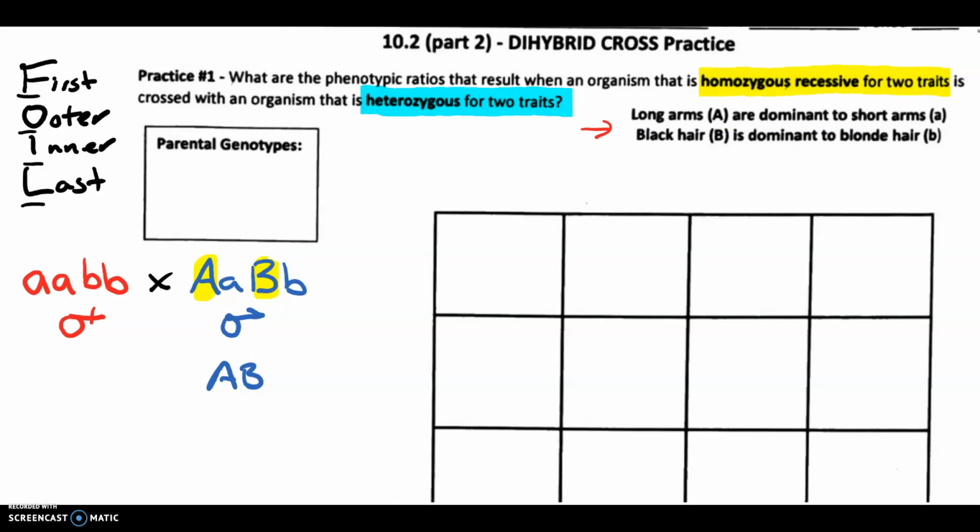The outers are going to be, I'm going to put a black circle around the outers. There's one outer, and here's the other outer. And so those two combined give us capital A, lowercase b. Now we're going to do the inners. I'm going to put a rectangle around the inners. That would be these two, which is lowercase a, capital B. And then we're going to do the last, and the last in this case are the last for each trait, which is a little a and a little b.